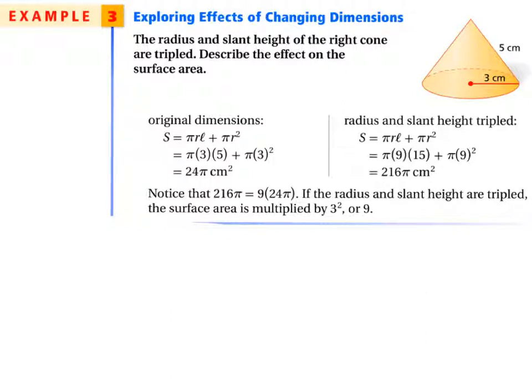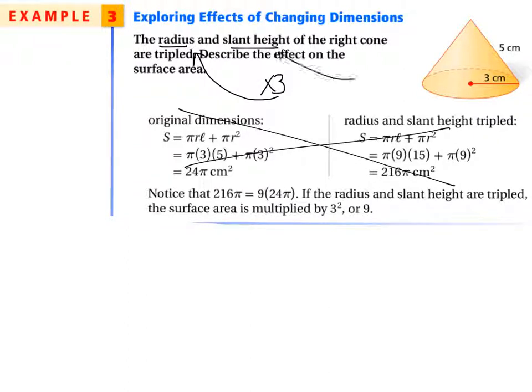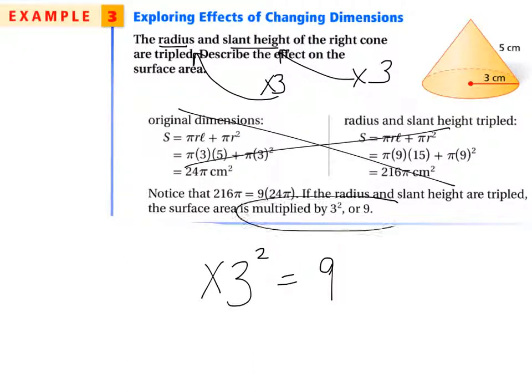Now in this example, exploring the effects of changing the dimensions. Once again, you just make an example and do it and figure out what the effect's going to be. But you can skip all this. All of a sudden, we see that the radius and the slant height are going to be tripled. If this is going to be multiplied by 3, and this is going to be multiplied by 3, your final answer, since we're talking about area, which is squared, it's going to be multiplied by 3 squared, which is 9. So we can skip right to the answer and know that the surface area is going to be multiplied by 3 squared, or 9.